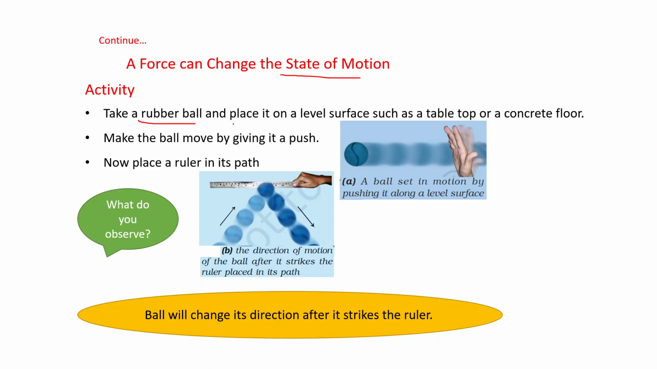Take a rubber ball and place it on a level surface such as a tabletop or a concrete floor. Make the ball move by giving it a push like this. When you push it, the ball will move. Now place a ruler in its path. This is the ruler, and this is the direction of the ball, and in this direction you place the ruler. What do you observe? You will observe that the ball changes its direction after it strikes the ruler.